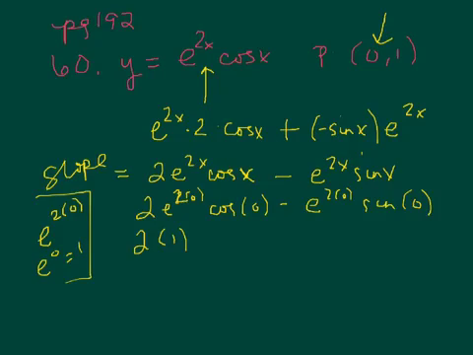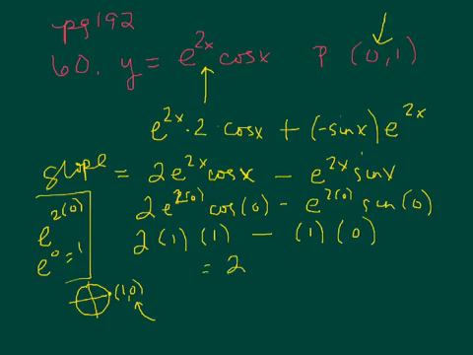Cosine at 0 degrees is also 1. Think unit circle. This is 0 degrees, and the cosine is 1. The sine is 0 at that point. So that's the first expression. Then again, I have e to the 0 power, which is 1. And then it wants the sine at 0 degrees. Well, the sine at 0 degrees is 0. So my slope is 2.